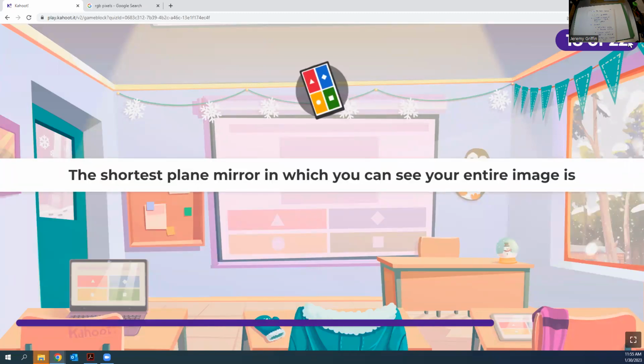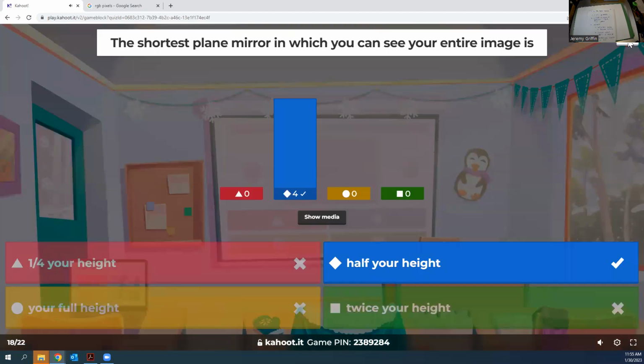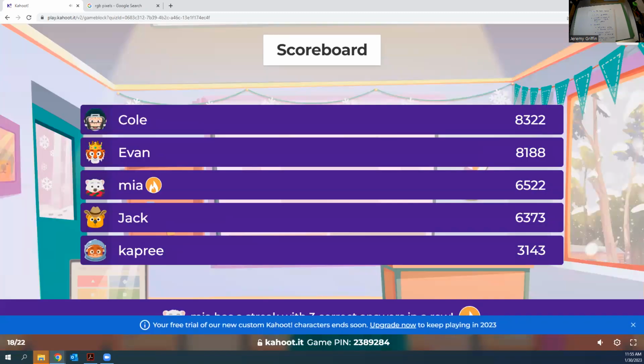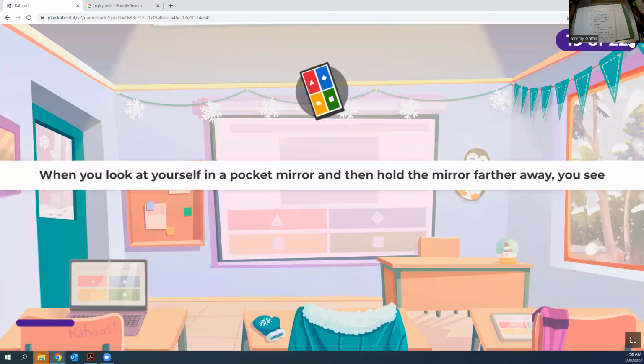Here we go, the shortest plane mirror that you can see your entire image in. There you go, half your height, right? Now, of course, the catch is you have to have it positioned just in the right place. But yeah, if you're 6 feet tall, you have a 3-foot mirror, there is a place you can put it on the wall where you can see your entire self. And then if you get closer or back further away, same story.